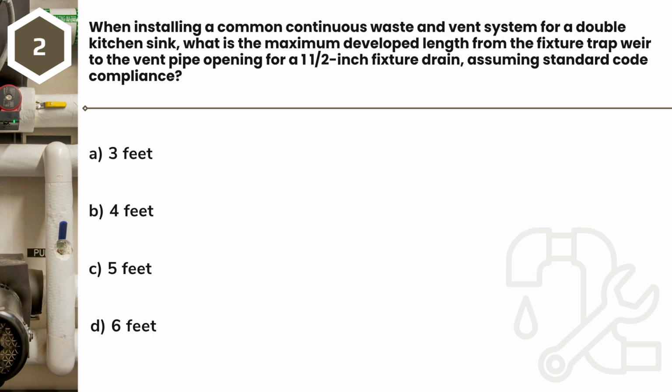Question 2. When installing a common continuous waste and vent system for a double kitchen sink, what is the maximum developed length from the fixture trapware to the vent pipe opening for a 1.5-inch fixture drain, assuming standard code compliance? A. 3 feet. B. 4 feet. C. 5 feet. D. 6 feet.